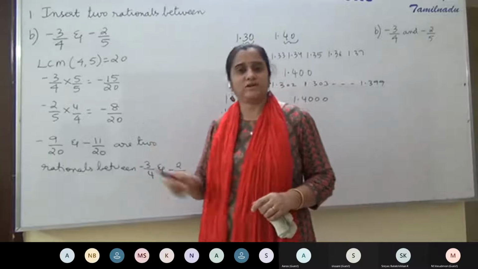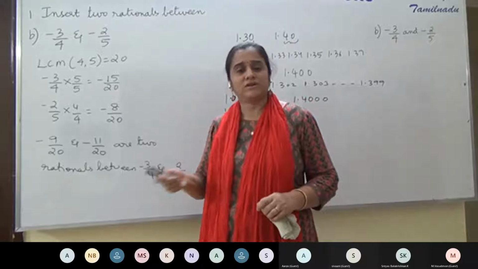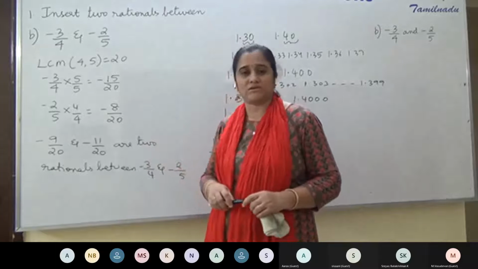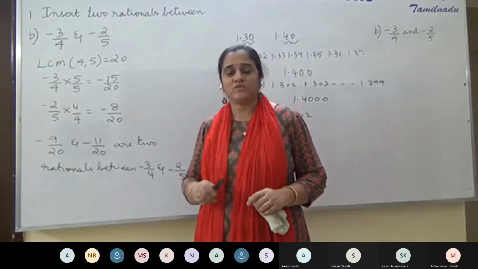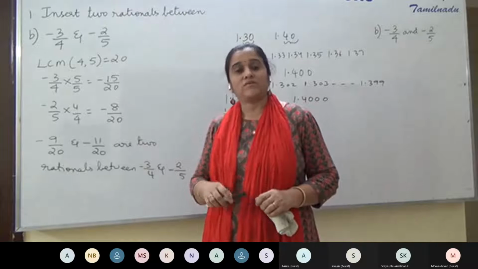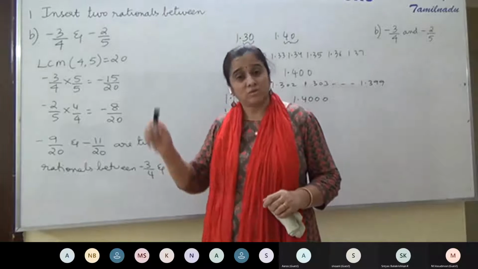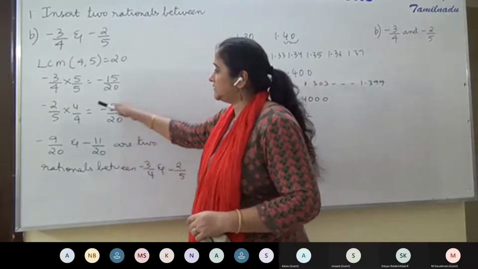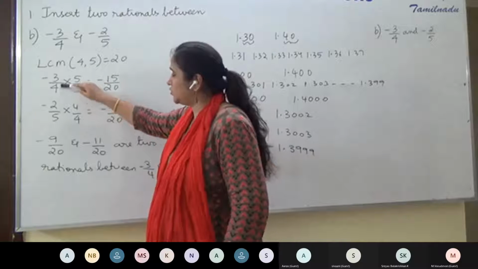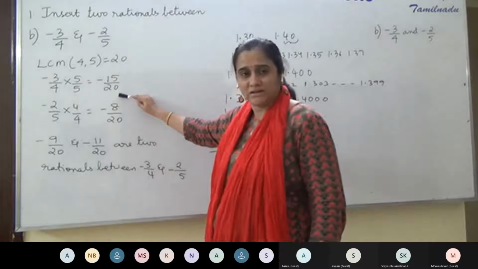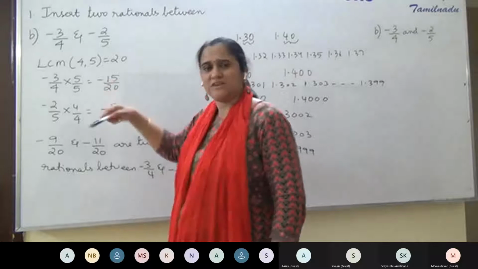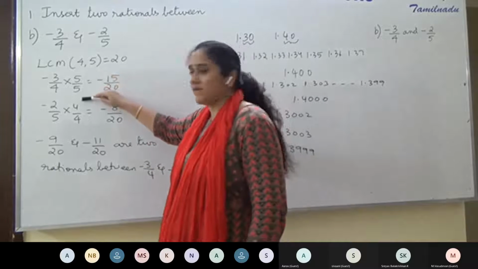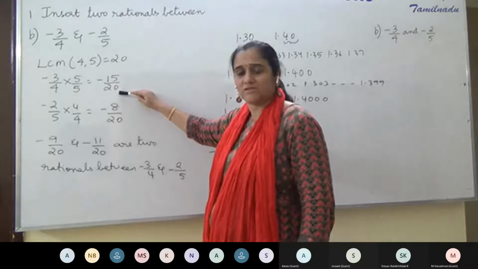Since the fractions have different denominators, we'll first find the LCM of the denominators and bring them to the same common denominator. The LCM of 4 and 5 is 20. To bring minus 3 by 4 to denominator 20, we multiply and divide by 5. Equivalent fractions, again fourth or fifth standard. That gives minus 15 by 20.